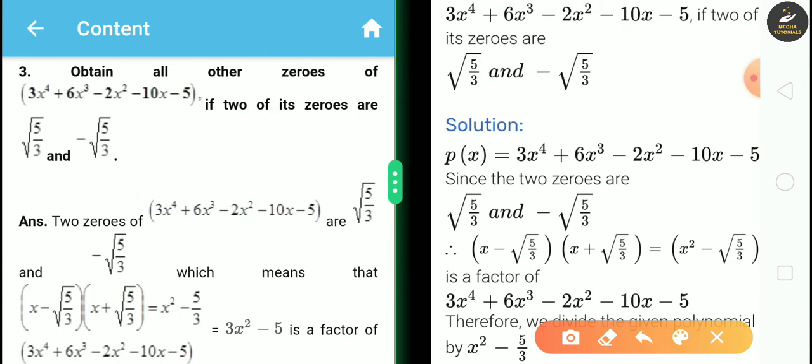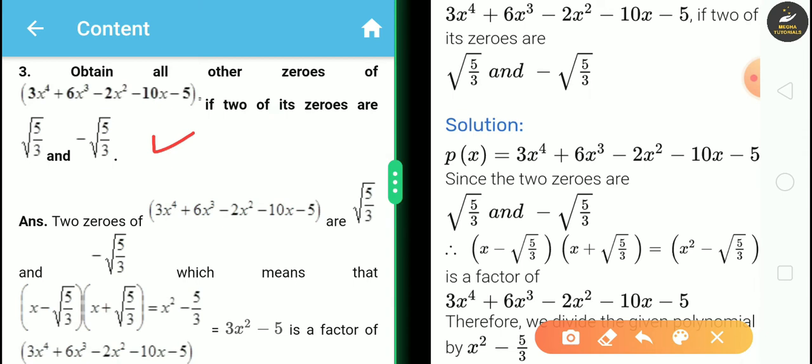Question 3. Obtain all other zeros of 3x raised to 4 plus 6x cube minus 2x square minus 10x minus 5 if two of its zeros are root 5 upon 3 and minus root 5 upon 3. Okay. Now the process will be, with the help of these roots, we will prepare one polynomial. That polynomial will be the divisor for this given dividend. Then after processing the division, we will get some quotient. Further, we have to factorize that quotient and we will get two factors. So those factors will be the remaining roots or remaining zeros of this given dividend. So let's start with the process.